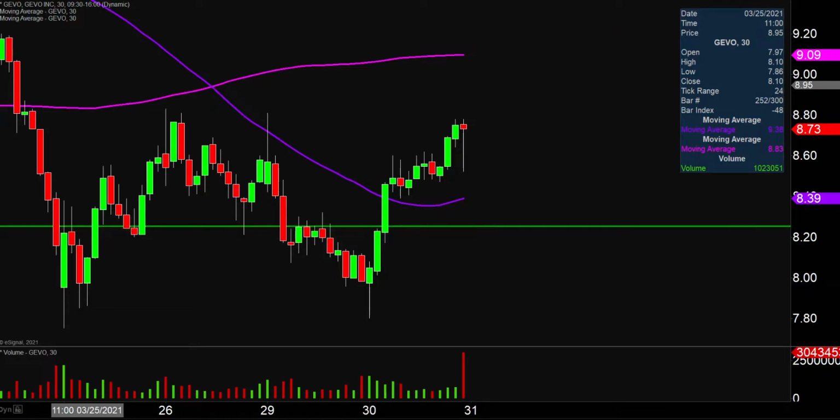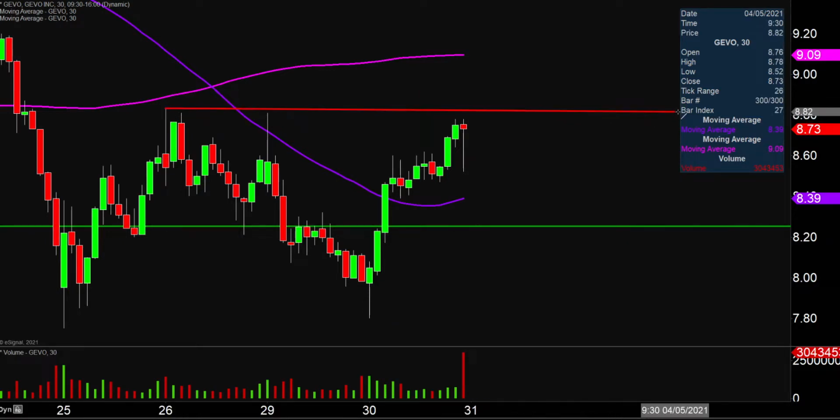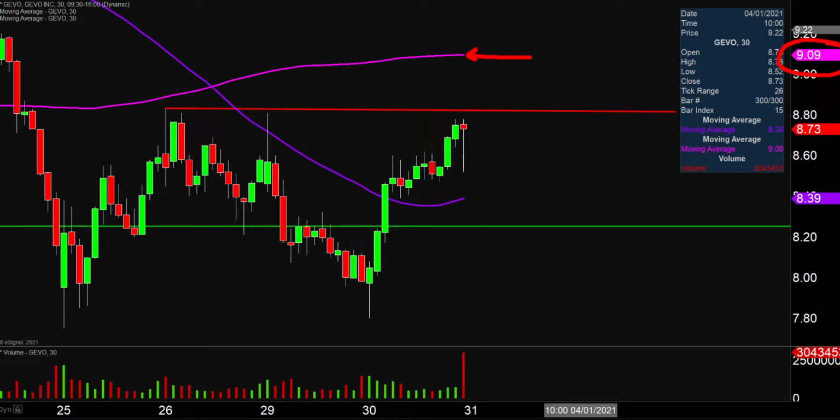In terms of areas of resistance, first key level to watch very closely is going to be right there at $8.80. And then the next main level after that would be the pink line up there, the 200 period moving average, currently valued at, we'll call it $9.10. So overall, very impressive movement today. Now it's just a question of, can the price build upon this momentum moving forward? Let's see what happens.